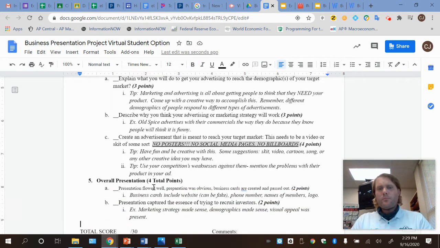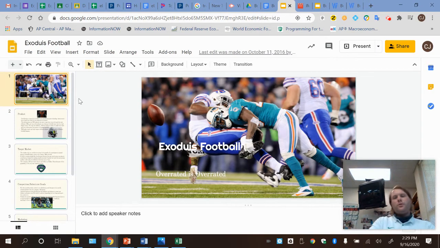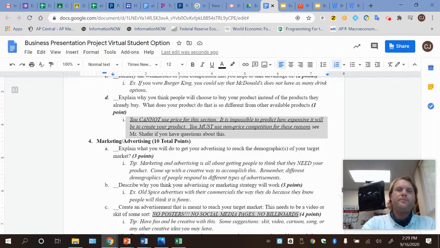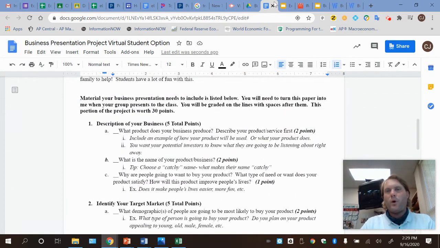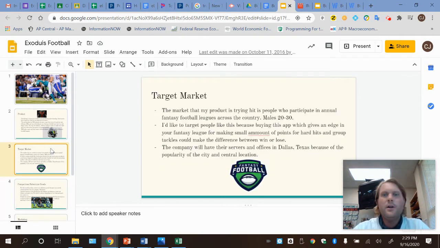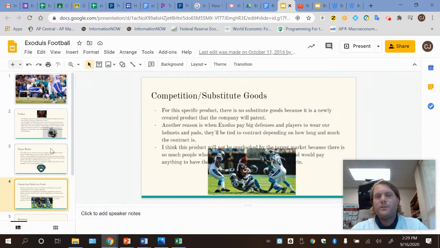Okay. Once you get your idea and know what you want to do, the best way to do it is probably in a Google Slides format. Okay, and this particular person came up with an idea, and they explain it. Obviously, this is part one. It's saying what the product does. You could maybe even summarize a little bit clearer. This person said that they came up with a product that was going to keep track of people's hard hits for fantasy football. Kind of goes along with the time of the year. And they answer all those questions as they go through these slides.